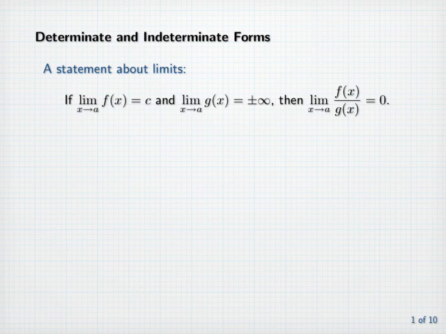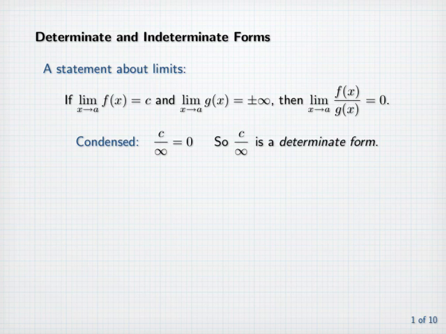If the limit as x approaches a of f of x equals c, and the limit as x approaches a of g of x is either plus or minus infinity, then the limit as x approaches a of the quotient f of x divided by g of x is equal to 0. One way that we can make the same statement in a condensed manner is to say that c divided by infinity equals 0. This is just shorthand for the previous statement about limits. And because of this, we can say that c divided by infinity is a determinate form because it always equals 0 no matter what the particular functions are involved.